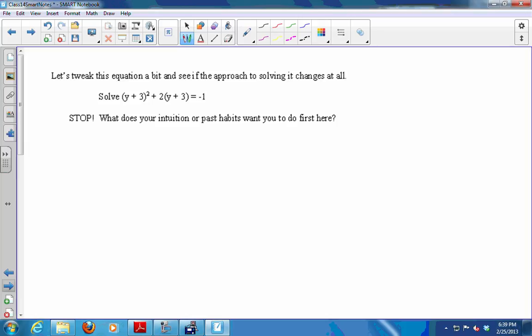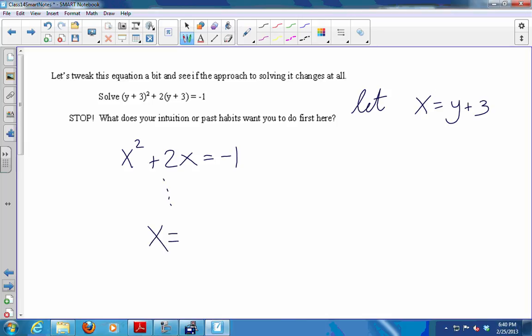fun little shortcut. So we're going to say, let, for just a minute or two, I'm going to replace y plus 3 with a new variable, maybe x. Let x represent y plus 3. So now, instead of saying y plus 3 squared plus 2 times y plus 3 equals -1, this says x squared plus 2x equals -1. And we just solved that equation. Right? We just did a little bit of work and we came up with x equals -1, right?